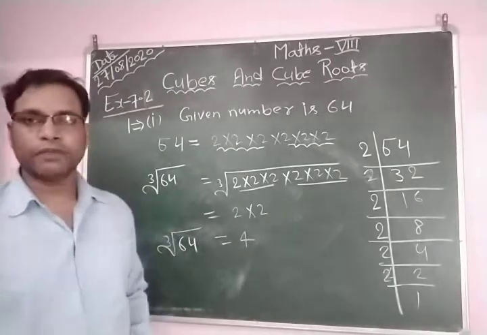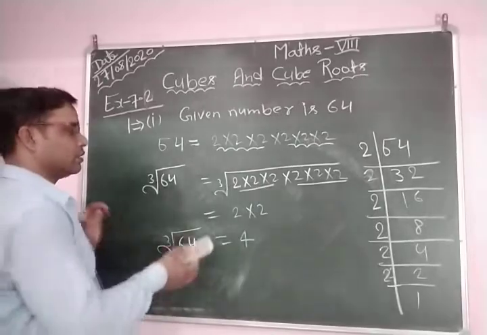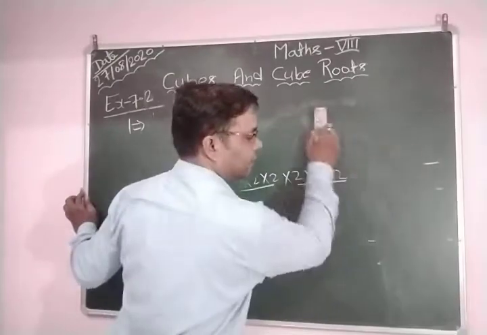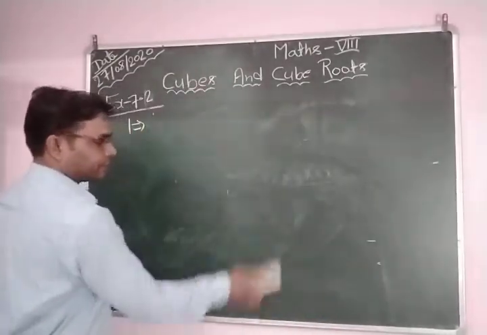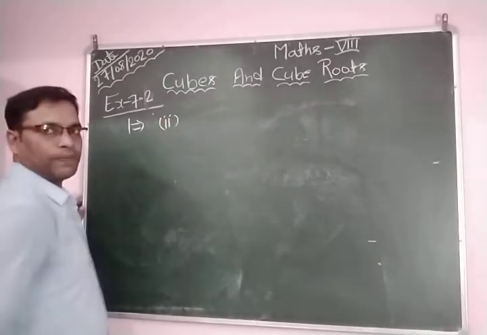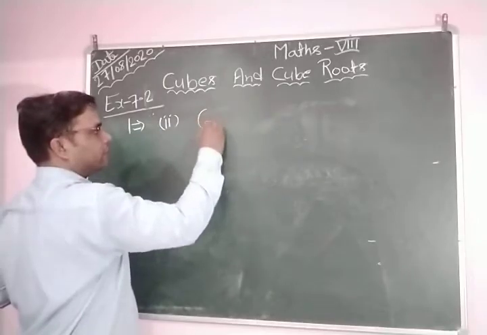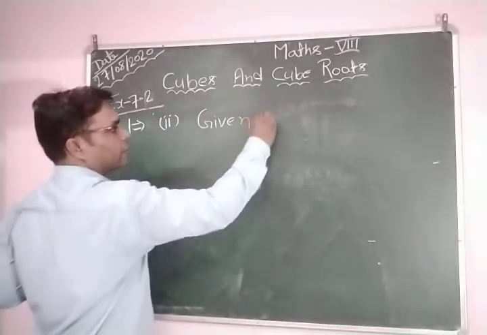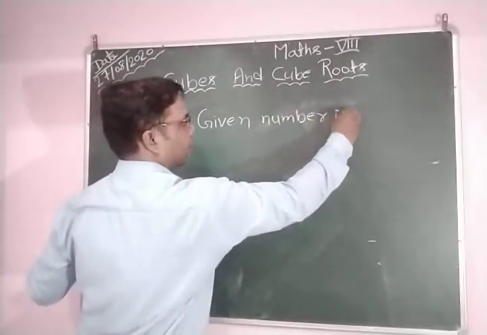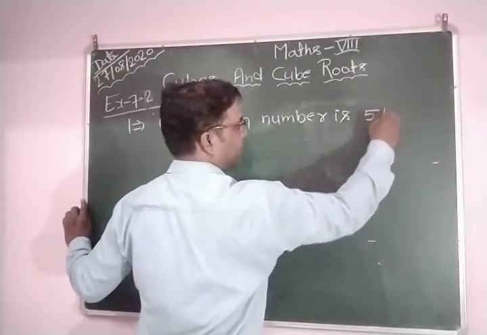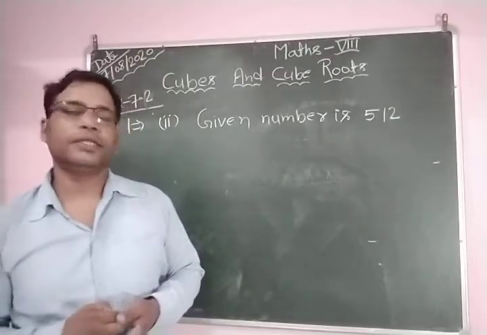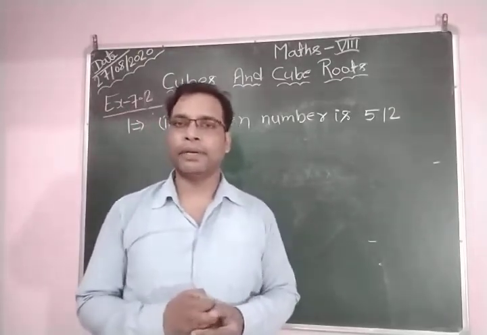Now the next number is 512. Let's see how to find the cube root of 512. This is the second part of question number 2. The given number is 512. We need to find the cube root of this 512.